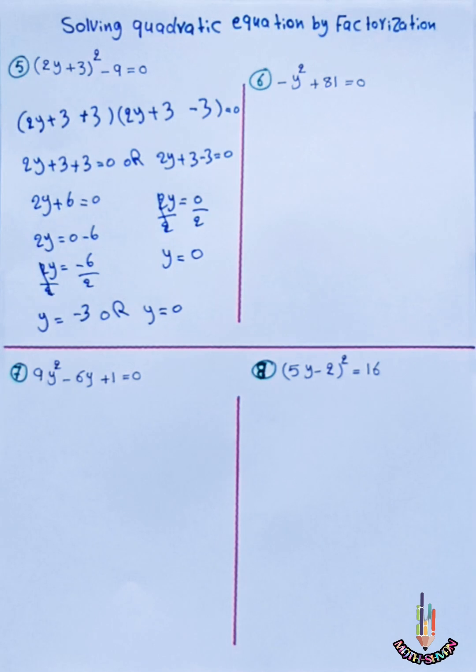Example number 6, we have negative y squared plus 18, 1 equal to 0.